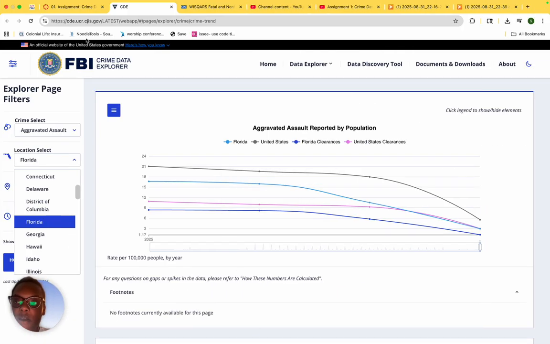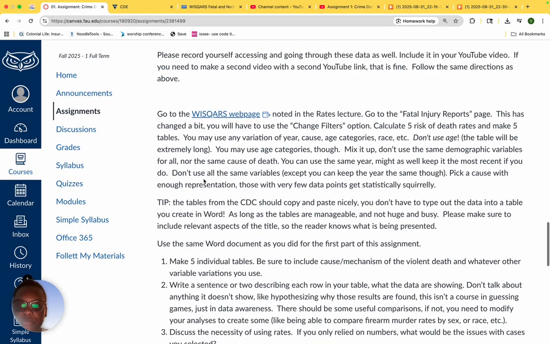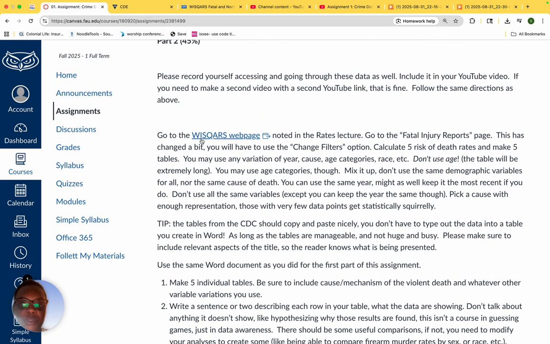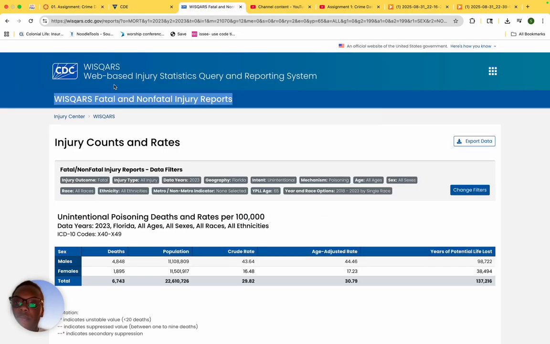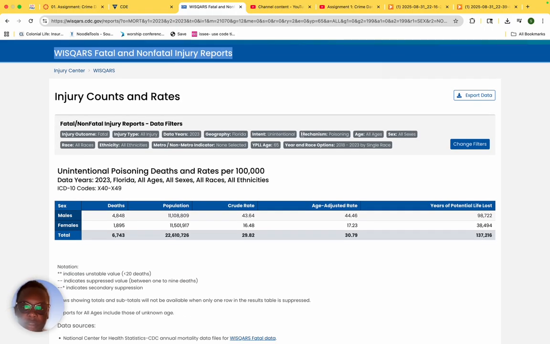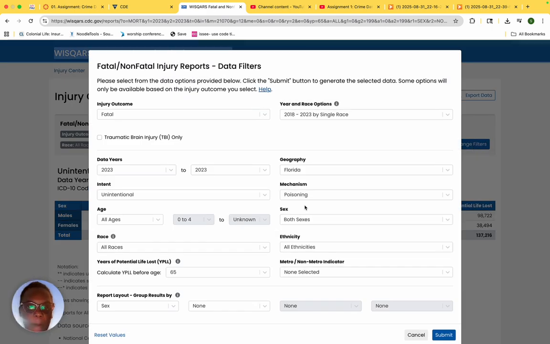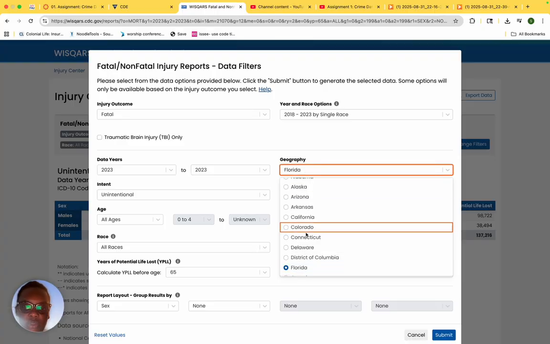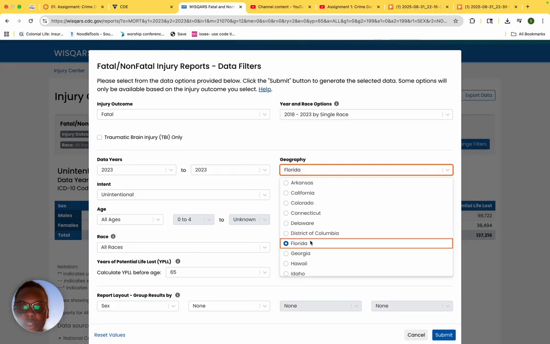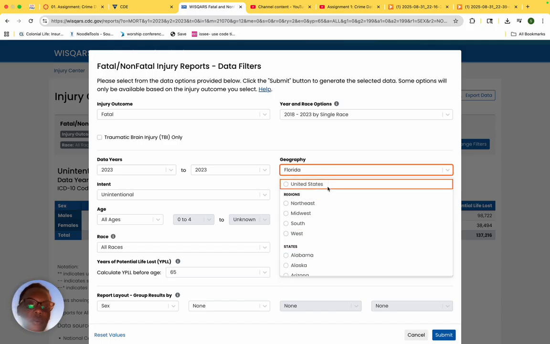Right. For the second part of the assignment, we were asked to go to the WISQARS website, which is the CDC's website for fatal and non-fatal injuries. So we're gonna go based on filters, right? And we're asked to change it up a bit based on the instructions. For this one, you can use whichever state. I selected Florida for one. For most of what I use for my assignment, I used the United States.